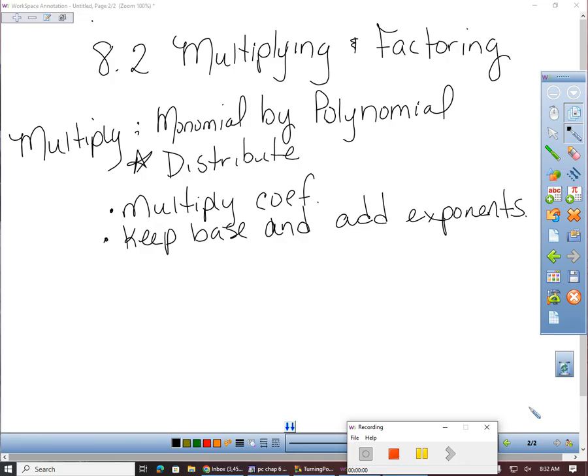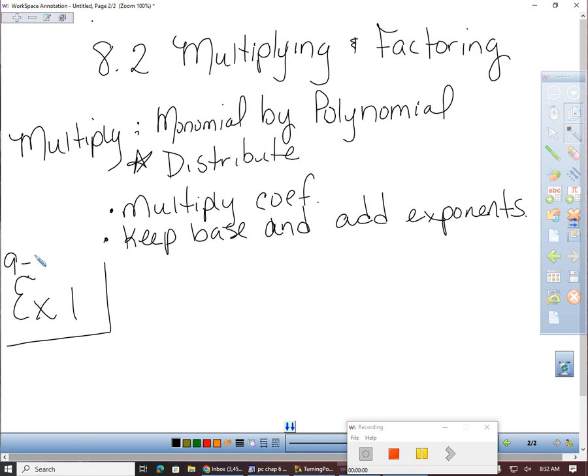So here we go with example number 1. This is what you are doing for 9 through 14. I guess it'd be 10 through 14 because we're doing even. And 29 through 34. Or 30 through 34.